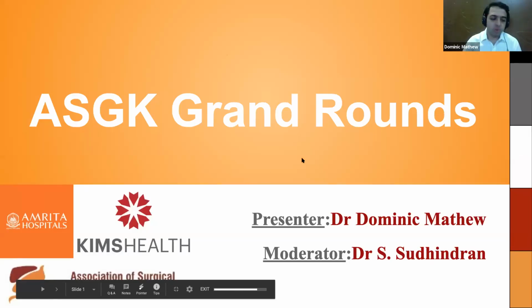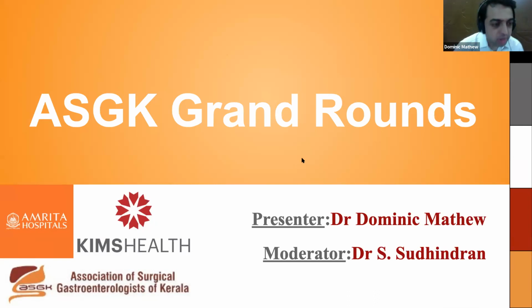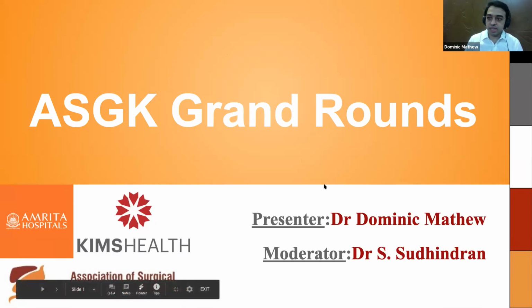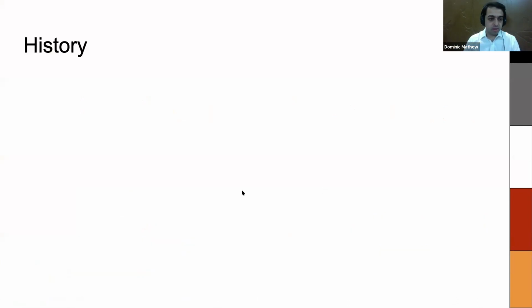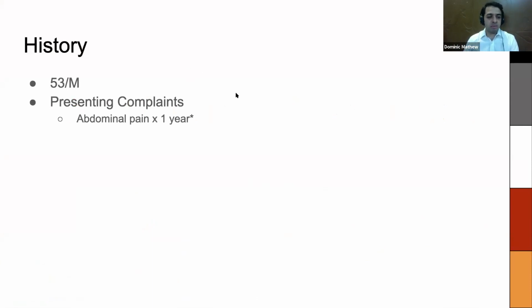Okay. Good evening, teachers. Today I'll be presenting the grand rounds for this month. I'd like to thank ASGK and KIMS for giving me this opportunity, and Dr. Sudhindran for moderating. So the case that we have selected is a 53-year-old man who presented with complaints of abdominal pain since 1 year, which was in the right upper quadrant. It was a vague, dull aching kind of pain. He had a loss of appetite and a loss of weight of around 20 kilos.